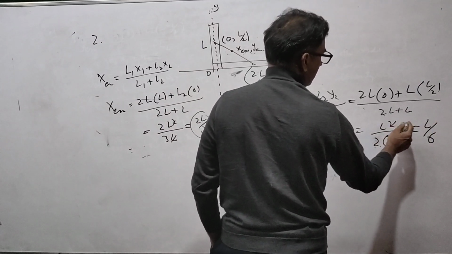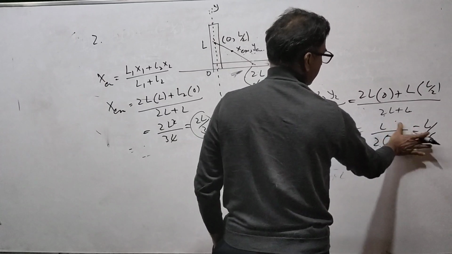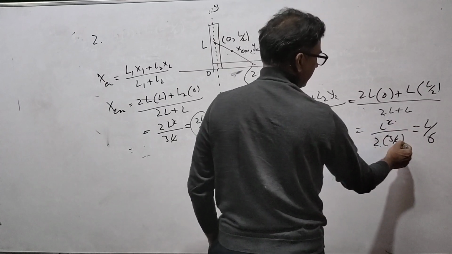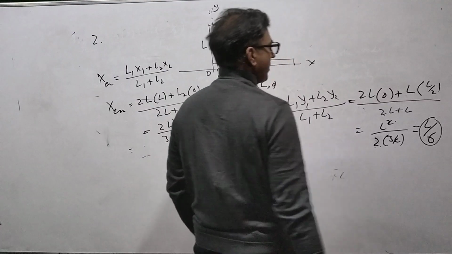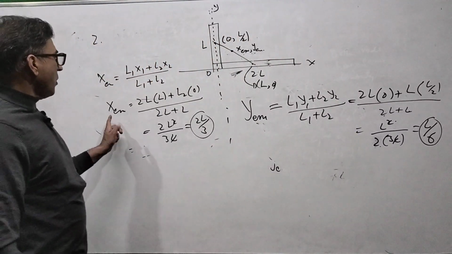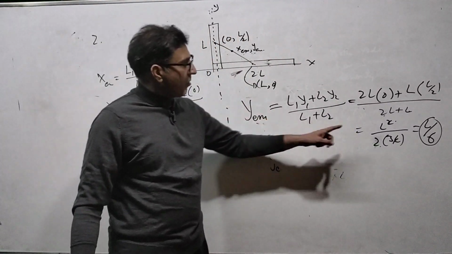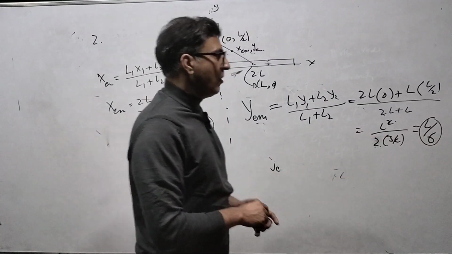L by 6, that's the answer. This L square gets cancelled, and L by 6 is the coordinate. So the x coordinate is 2L by 3 and the y coordinate is L by 6. That's all.